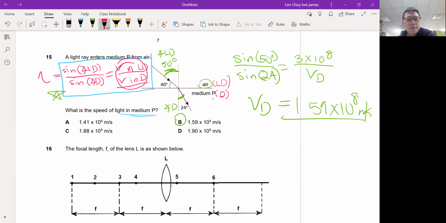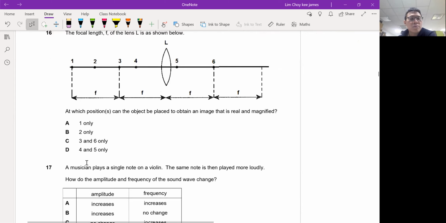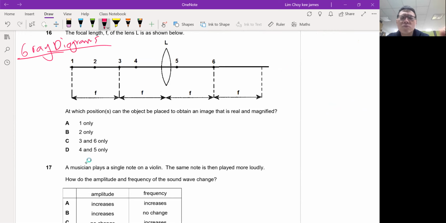Now for question 16, the clue that I would tell students to remember is the 6 ray diagrams that we are supposed to memorize. Please know them. Usually in the textbook for us, Discovery Physics, it will be on page, I think, 198.